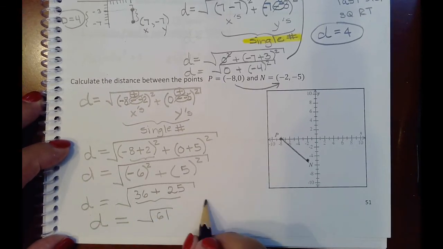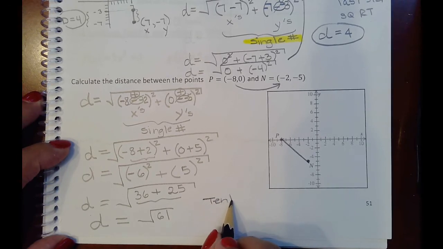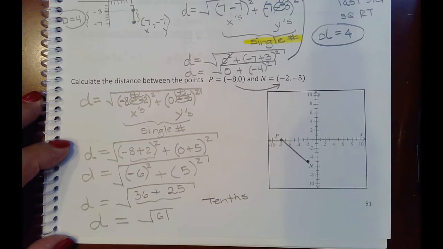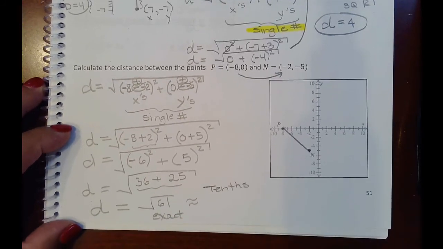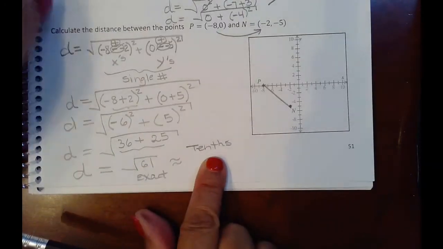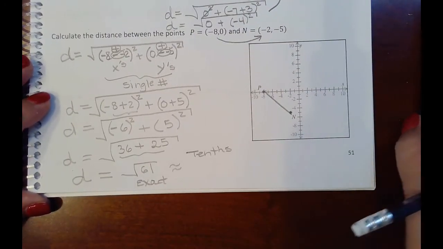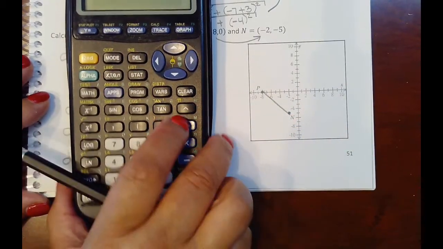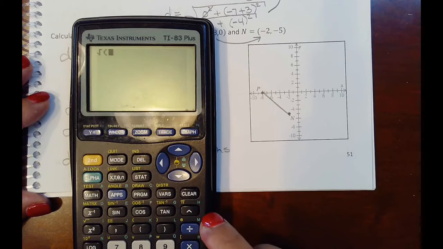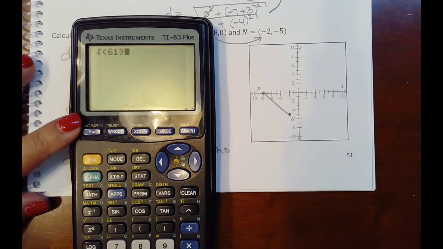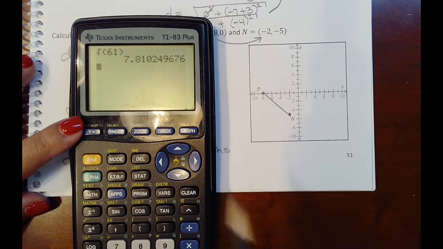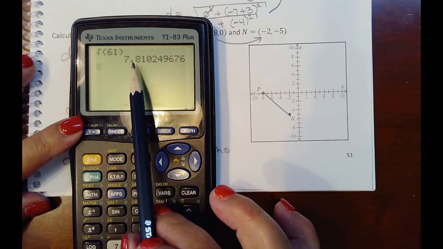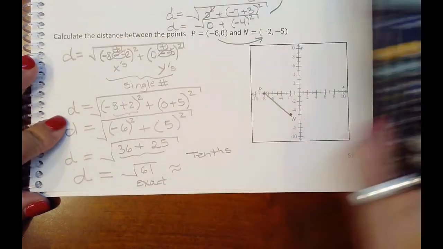Okay, let's round to the tenths place again. This is the exact answer. But if you are asked to approximate, as I am implying right now, to go to the tenths place, then you would put it in the calculator. So calling up the square root symbol, dumping in the number that I'm taking the square root of, and to the tenths place, that would be 7.8. The 8 is the tenths place.